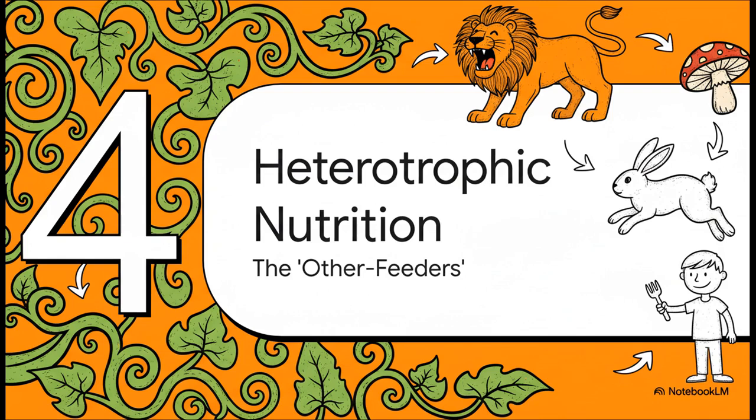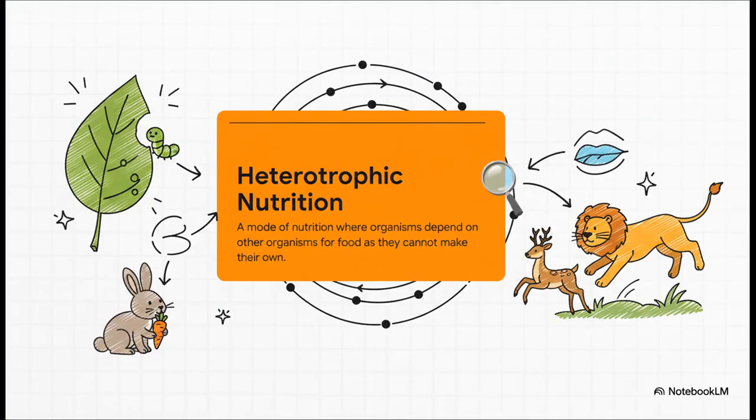Now for the second mode of nutrition. If autotrophs are the ones who make the food, then what about those who eat the food? Well, they are called heterotrophs. Again, let's look at the word. Hetero means other. So heterotrophs are organisms that depend on others for their nutrition. They cannot make their own food, so they have to get it by eating other organisms, like plants or animals.